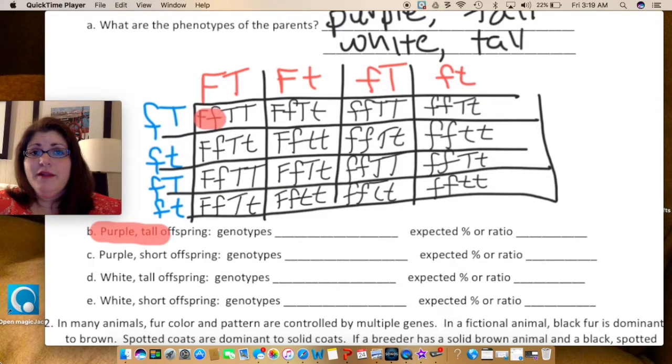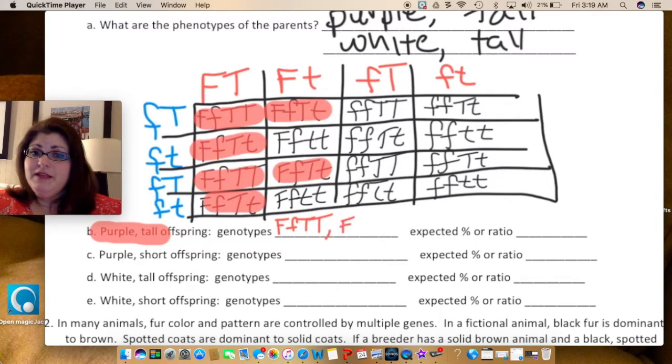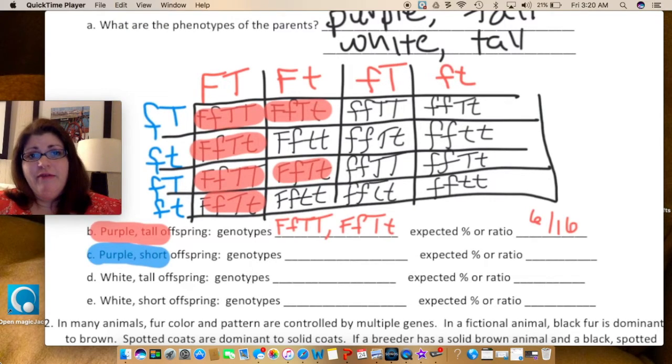So if we're looking for purple and tall, we're going to look for at least one big F and one big T. So that's going to be these 6. Notice they all have big F, little f. Some have big T, and some have big T, little t. There's 6 out of the 16, so that gives us a 6 out of 16 ratio. Looking at purple and short, it's going to need to have a capital F, but only recessives for short, so little t's. There's only 2 that have that, and they both have big F, little t, little t. So our ratio is going to be 2 out of 16.